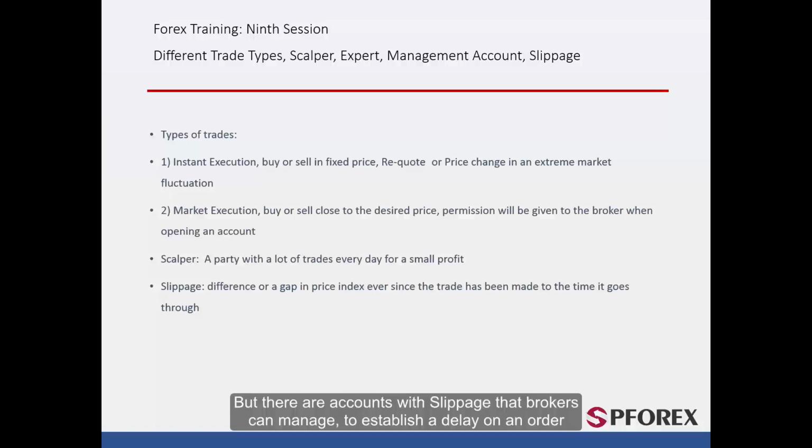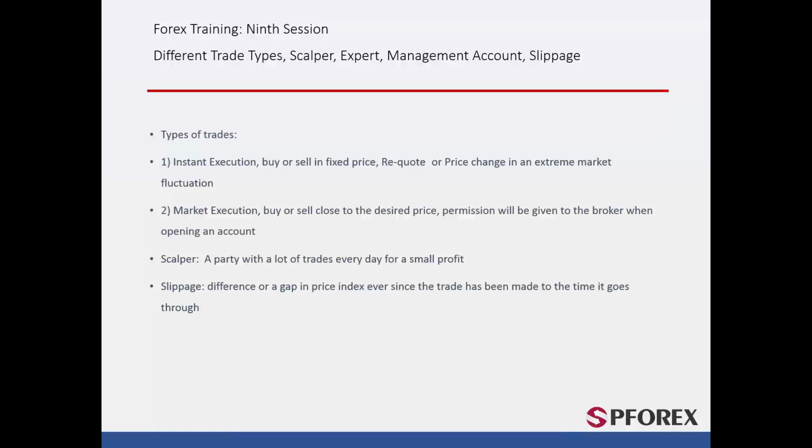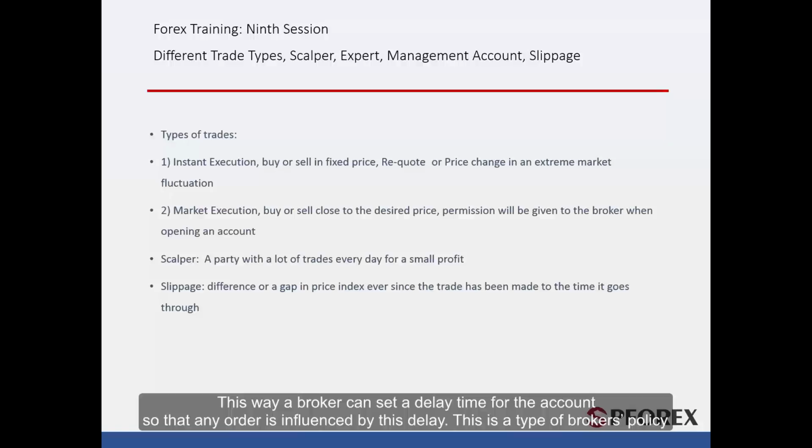But there are accounts with slippage that brokers can manage to establish the delay on an order. This is only possible for some traders with special accounts. This way, a broker can set a delay time for the account, so that any order is influenced by this delay. This is a type of broker's policy.